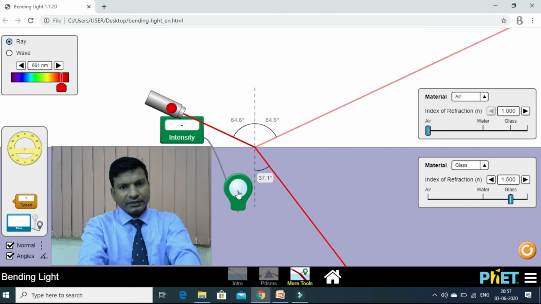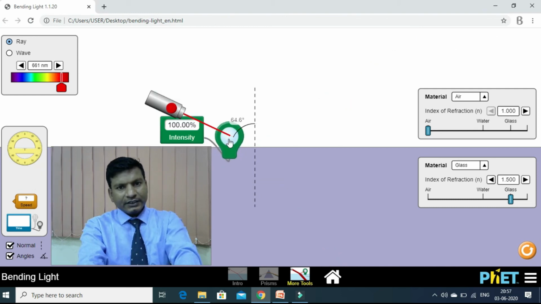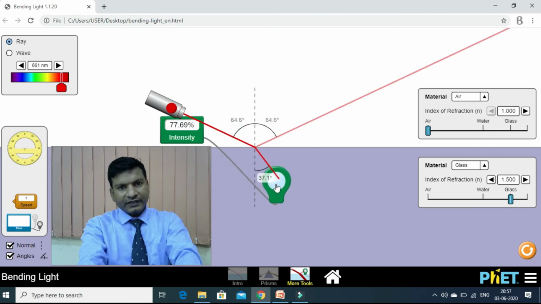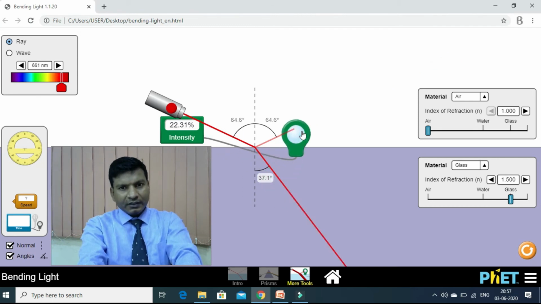Now let's measure the intensity. Here the intensity is 100%. Now see, the intensity of the refracted ray is becoming 77.69%. Now measure the intensity of the reflected ray. It is becoming 22.31%.